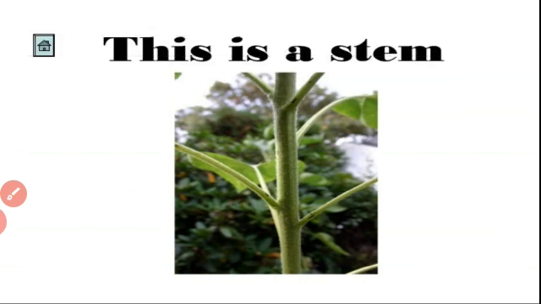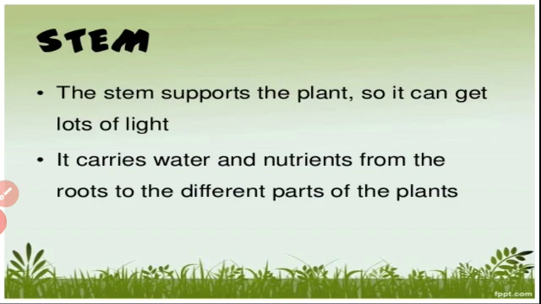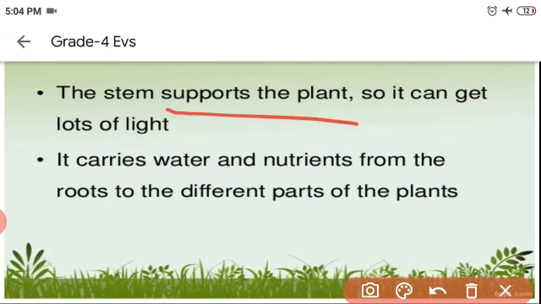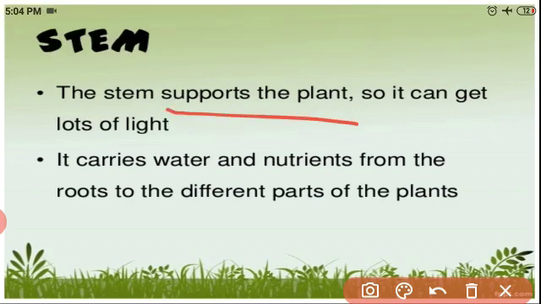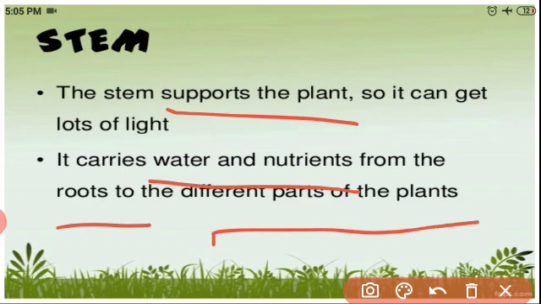What is this? This is a stem. It looks straight, no? So it holds the plant above the soil. What is the use of stem? It supports the plant, or holds the plant above the soil. It carries water and nutrients from the roots and distributes them to the different parts of the plant.